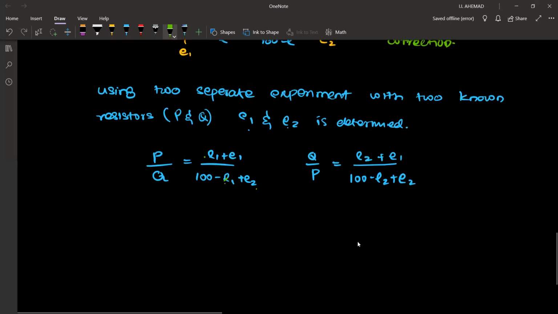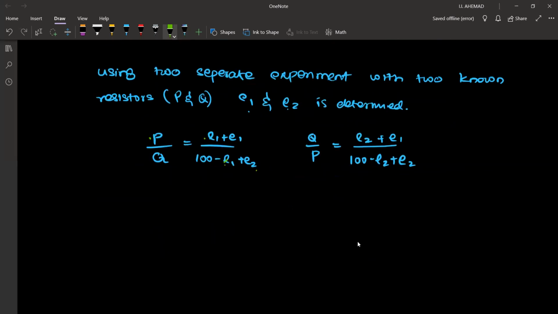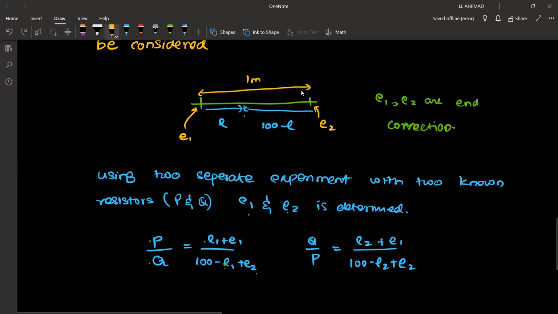In these equations, all of these are known. P and Q are known, L1 is known. Then only E1 and E2 are unknown. If we have two unknowns, we need two equations. That is what we have got. Therefore, we can find out what E1 and E2 are. Is the idea clear?